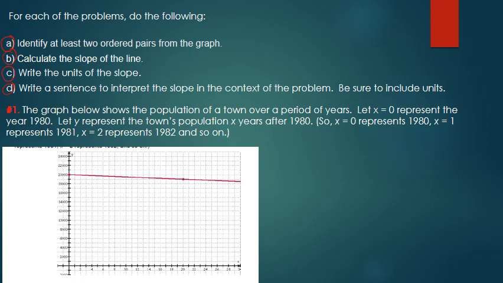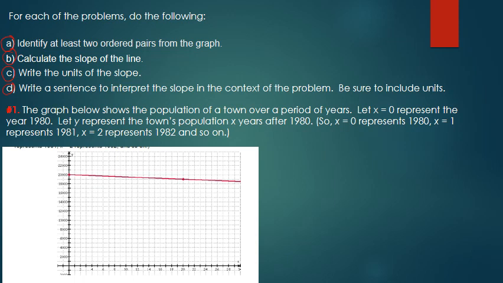So number 1 says the graph below shows the population of a town over a period of years. Let x equal 0 represent the year 1980. Let y represent the town's population x years after 1980. So x equals 0 represents 1980, x equals 1 represents 1981, x equals 2 represents 1982, and so on. All right, so the first thing I always need to do is figure out what the important information is within this. And I'm just going to go ahead and underline that.